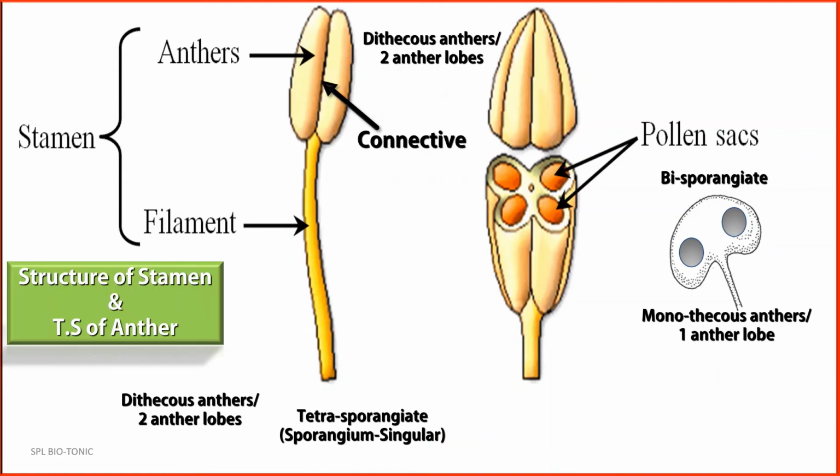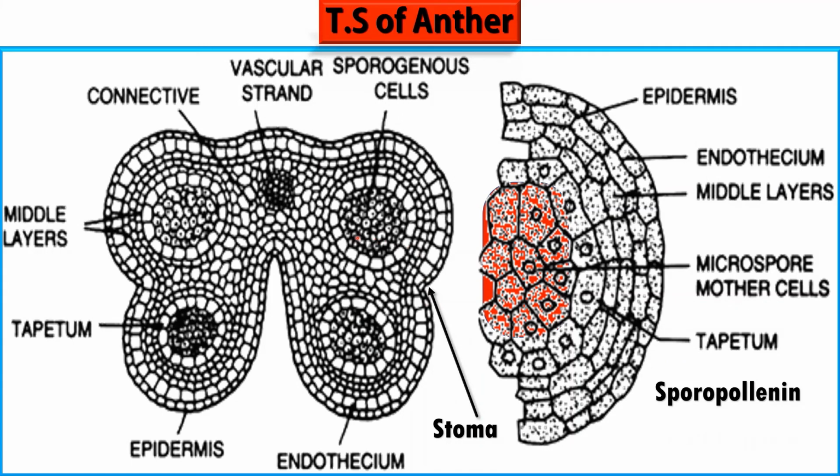Students, if we take a section of anther, it looks like this. As this anther is dithecous in nature, therefore, it shows 4 sporangia. This transverse section shows 4 parts and all 4 parts are same. Therefore, one section of it is magnified and it looks like this one. Its outermost layer is epidermis. It is made up of flattened cells. The layer below epidermis is called endothecium. This endothecium is made up of radially elongated cells.